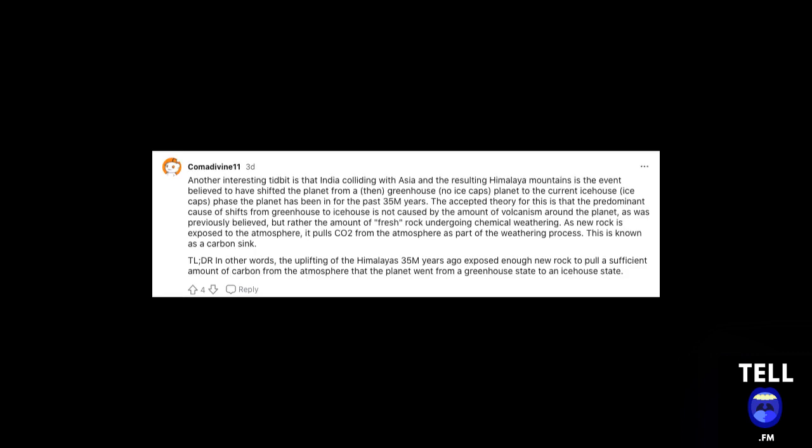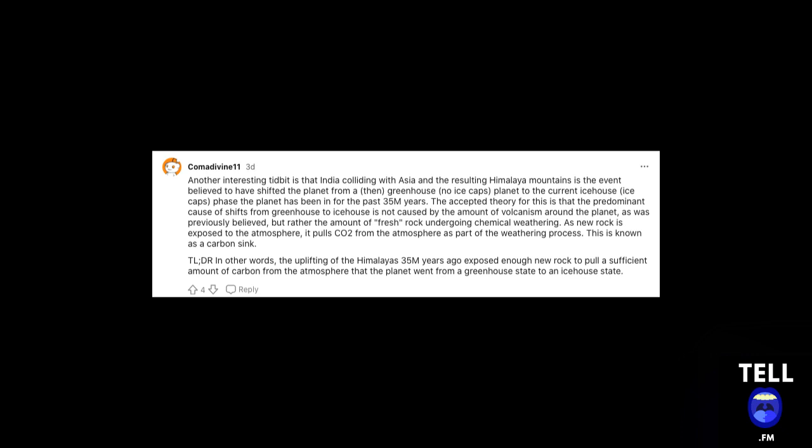Another interesting tidbit is that India colliding with Asia and the resulting Himalaya mountains is the event believed to have shifted the planet from a then greenhouse, no ice caps, planet to the current ice house, ice caps, phase the planet has been in for the past 35 million years. The accepted theory is that the predominant cause of shifts from greenhouse to ice house is not the amount of volcanism around the planet, as was previously believed, but rather the amount of fresh rock undergoing chemical weathering. As new rock is exposed to the atmosphere, it pulls CO2 from the atmosphere as part of the weathering process. This is known as a carbon sink.